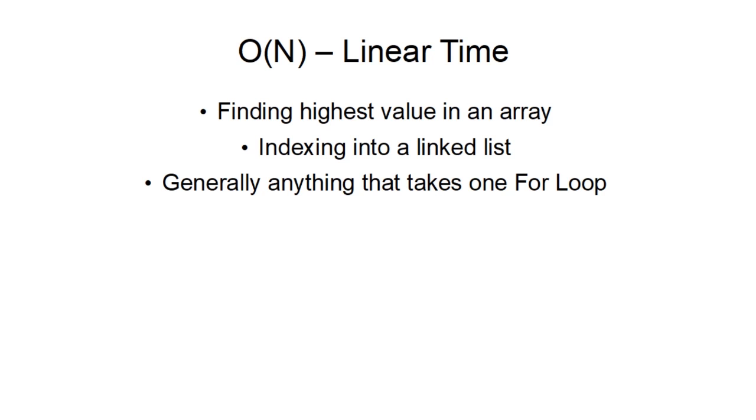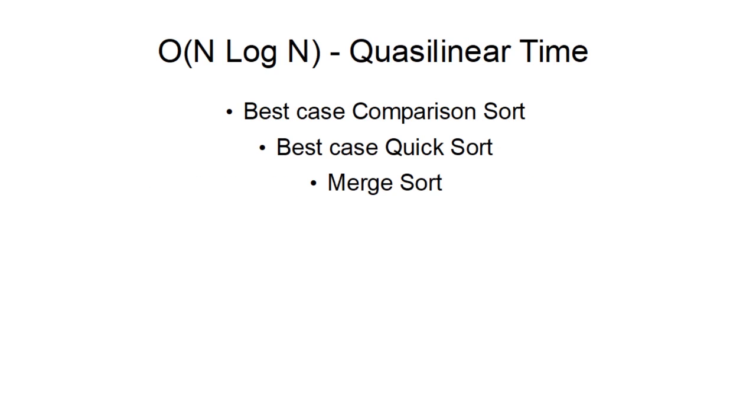We have big O of n, which is linear time. This is pretty common. This is usually what something could best be. So finding the highest value in an array or the lowest value, indexing into a linked list. Generally speaking, anything that's just looping over something once with a for loop is going to be big O of n. Then you have big O of n log n.